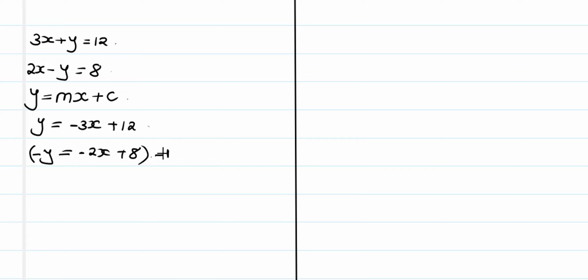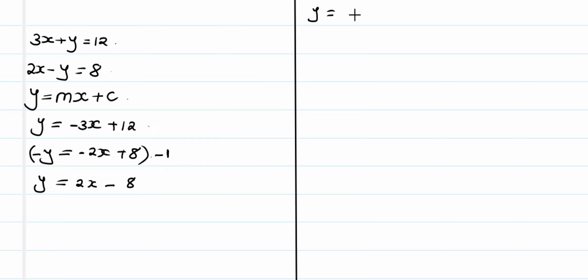So now when you multiply negative 1 by negative y, it will now be y equals, and now because it was negative 2x, multiplied by negative 1, it will now be 2x. And this 8 was positive, you multiply by negative, now it becomes minus 8, like that. And now you see that the two equations have the same format, y equals mx plus c. They look the same.